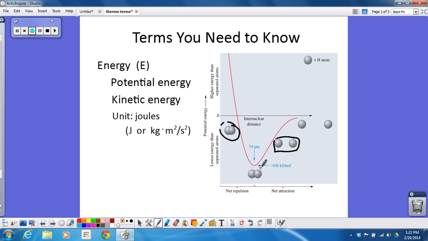So for two hydrogen atoms forming a bond, the amount of energy released when that bond is formed is 436 kilojoules per mole. So to break the bond between these two, I must add 436 kilojoules per mole. So that energy is stored in the bond. So that's the potential energy. The other type of energy, kinetic energy, energy of motion, comes from the atoms moving around. And remember, temperature is a measure of the average kinetic energy of the particles.